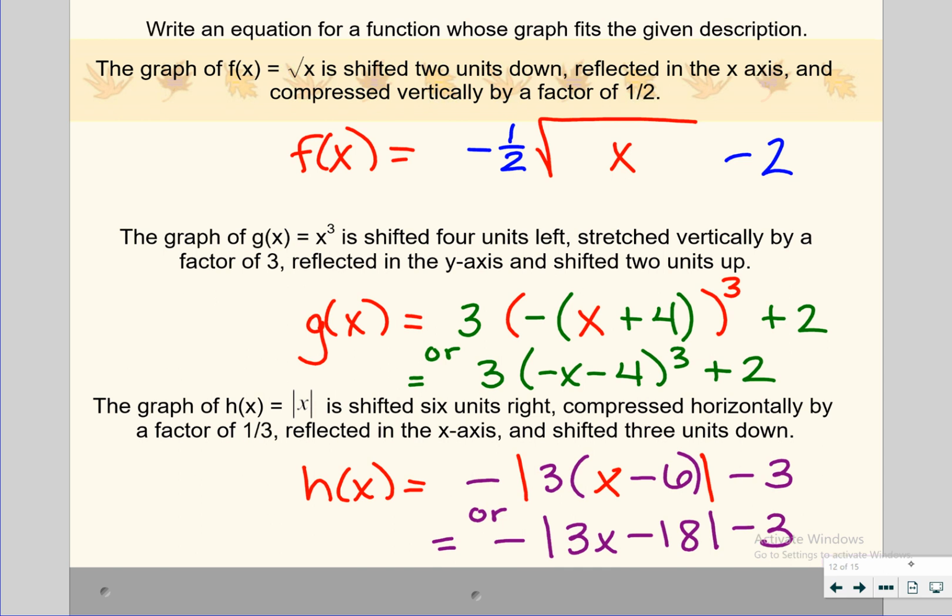So those would be parentheses, not brackets on here? A parentheses and a bracket are the same thing. So if you have brackets, that's fine. Sometimes we'll do one of each just to distinguish which set is which, but it does not matter. Okay, be careful with that compression horizontally. It's reciprocal. It is 3.